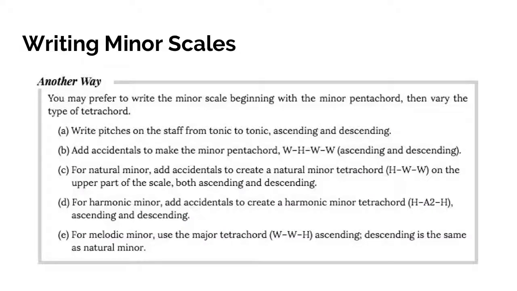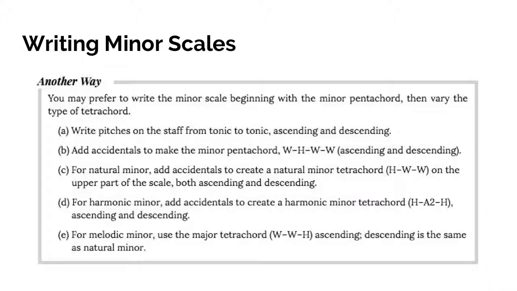All right, let's learn how to write minor scales. I prefer this way. The book gives you another way, but I would prefer you use this way, but feel free to look on page 97 at how to write minor scales, but I prefer this version of writing minor scales. Okay, so as always, when writing scales, you always write the pitches from tonic to tonic, ascending and descending, okay? And then you add your accidentals to make the minor pentachord, okay? Whole, half, whole, whole, ascending and descending.